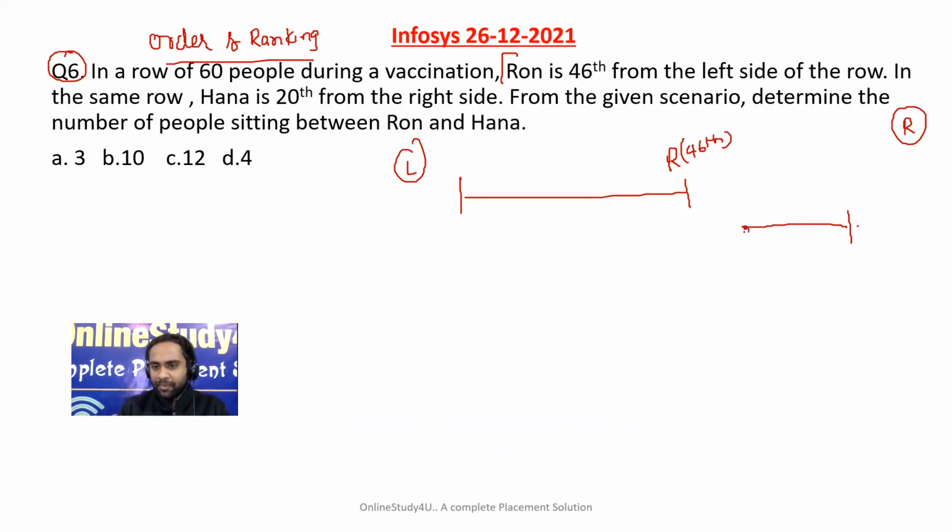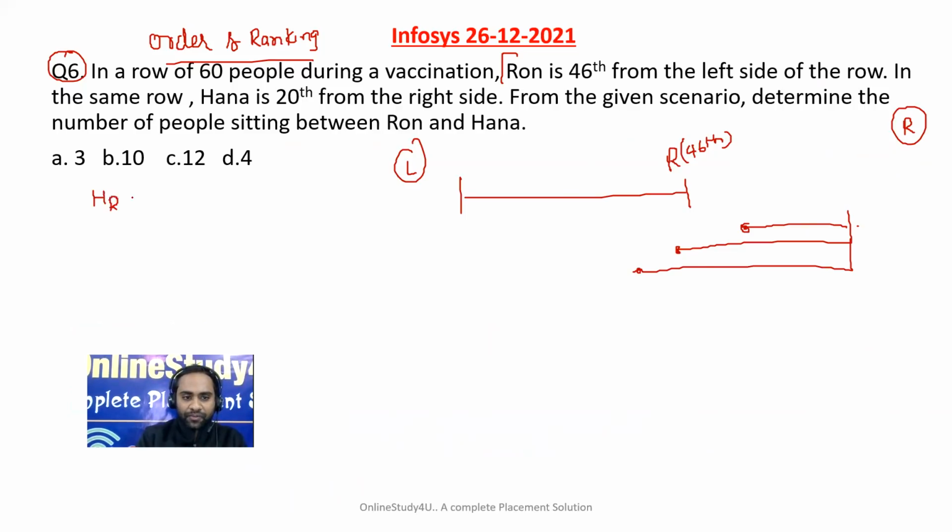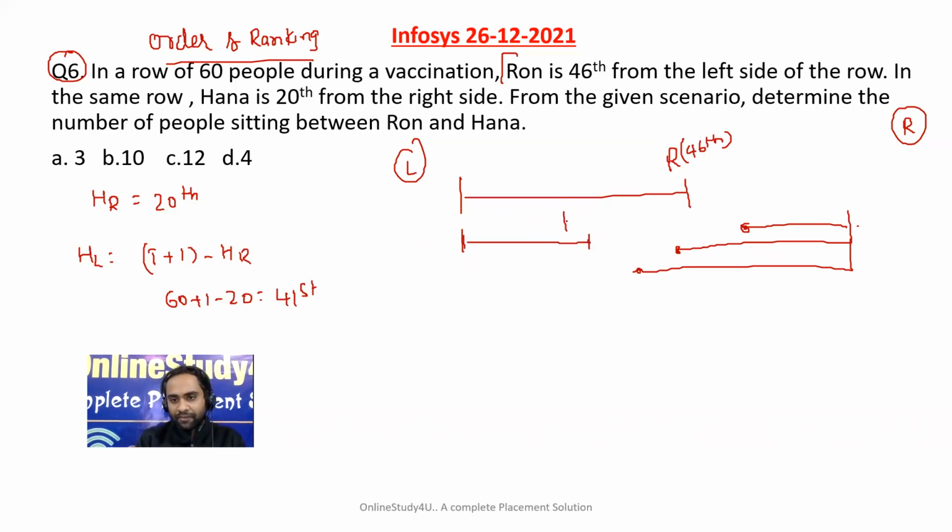Now, Hana could be here, or here, or here. We do not know. So for solving this kind of question, we calculate Hana's position from the left. Hana's position from the right is 28th. So Hana's position from the left will be total plus 1 minus Hana's position from the right. So 60 plus 1 minus 28, so it will become the 33rd position. Okay, so from the left, Hana will be at the 33rd position.